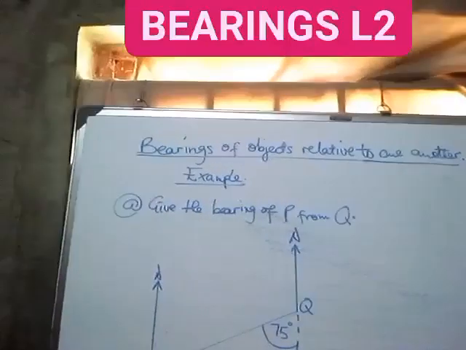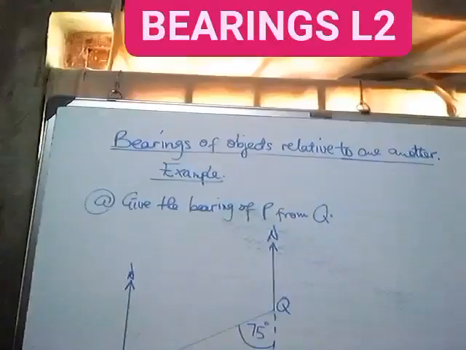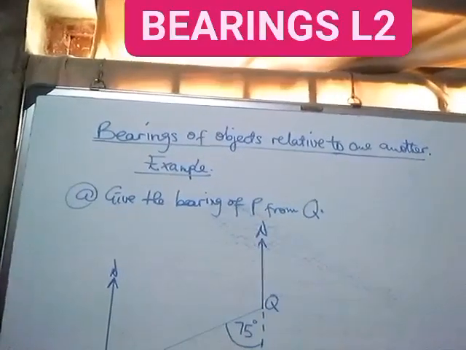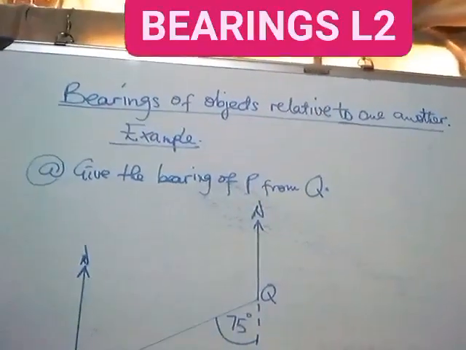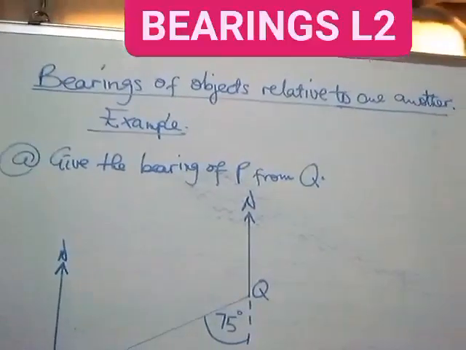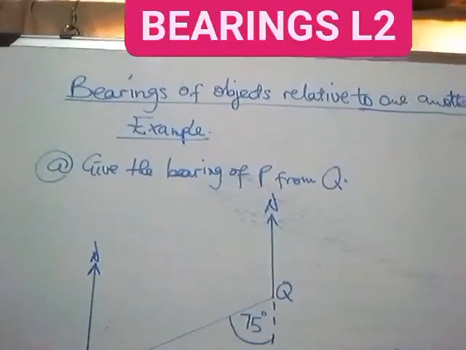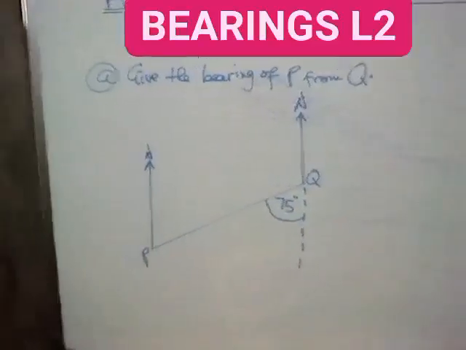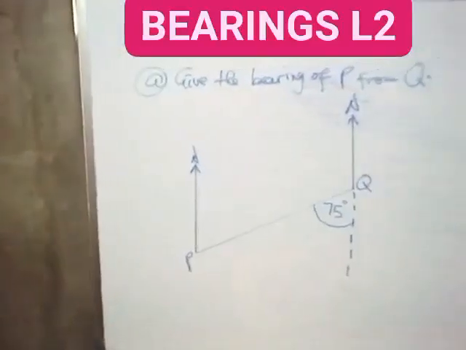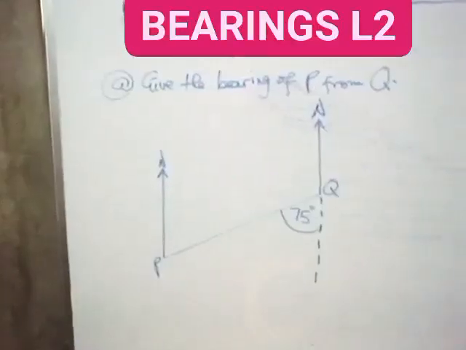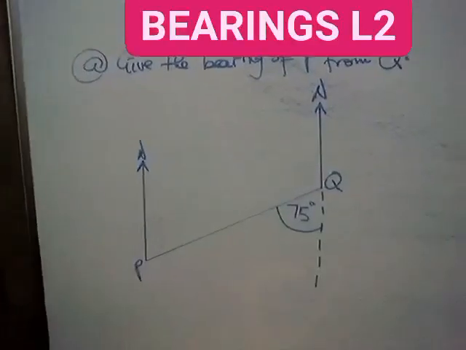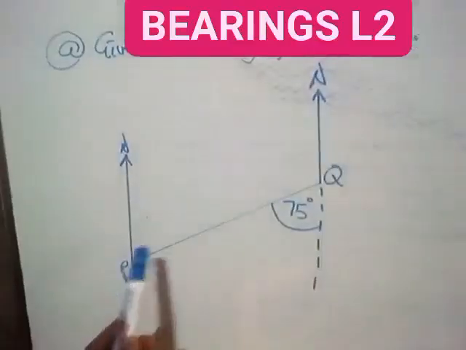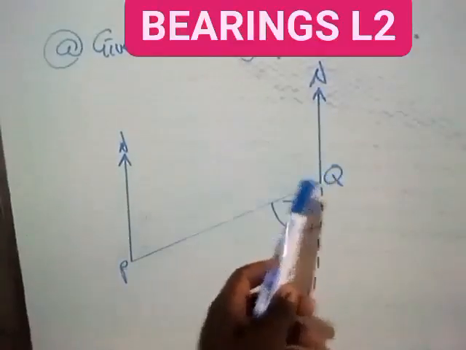Okay, now we look at bearings of objects relative to one another. So we have an example which says, give the bearing of P from Q. So the bearing of P, this P there, from Q.